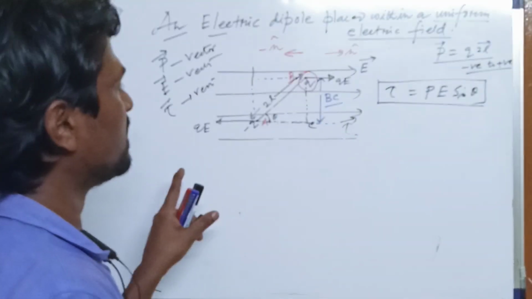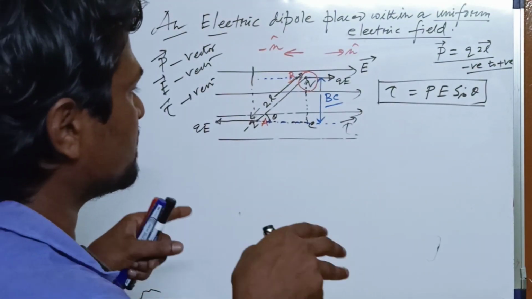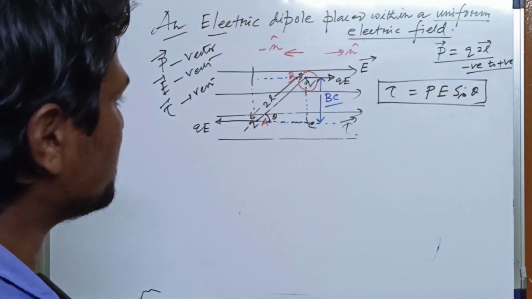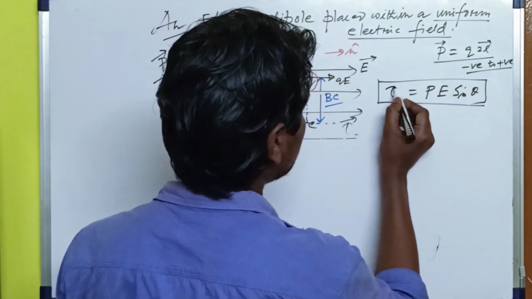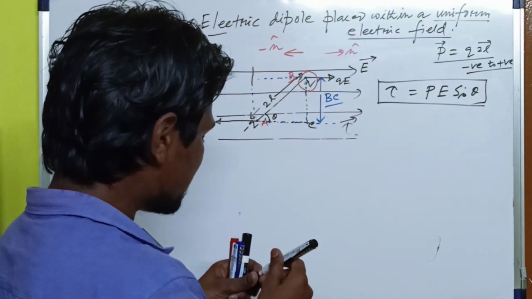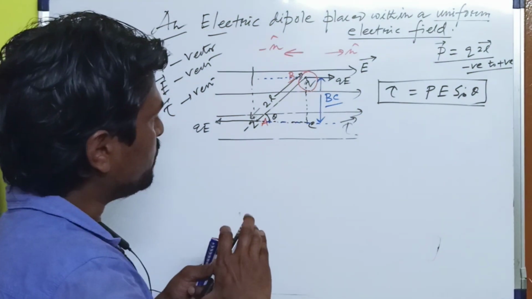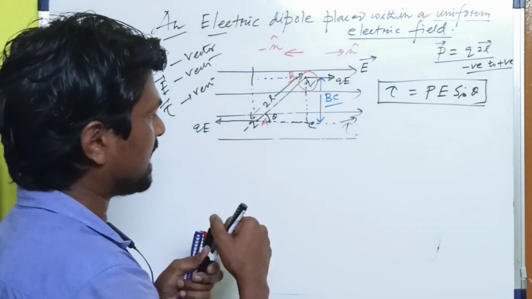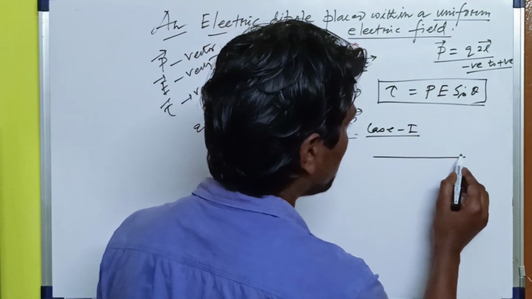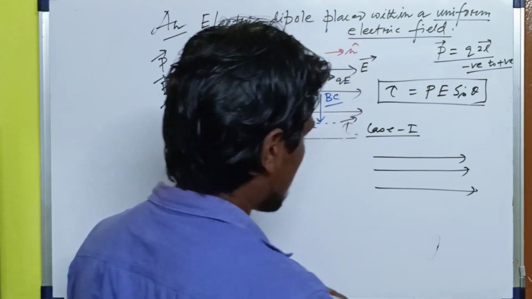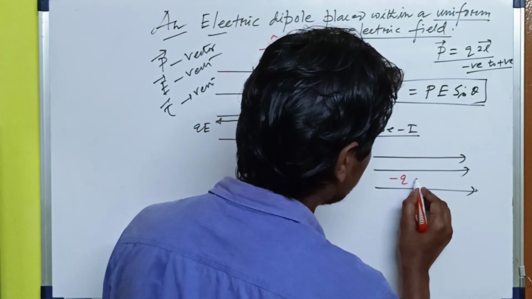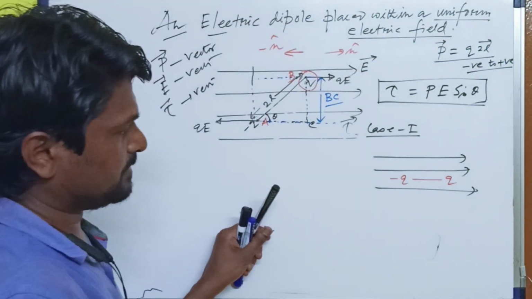And if we place an electric dipole within an electric field, then it rotates. And the moment of this couple is tau equal to PE sin theta. So if we place that particular dipole along the direction of electric field, suppose case number one, this is the electric field, and the dipole is placed like that. This is minus Q and this is plus Q.